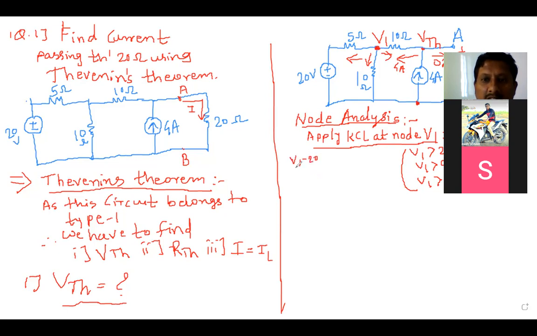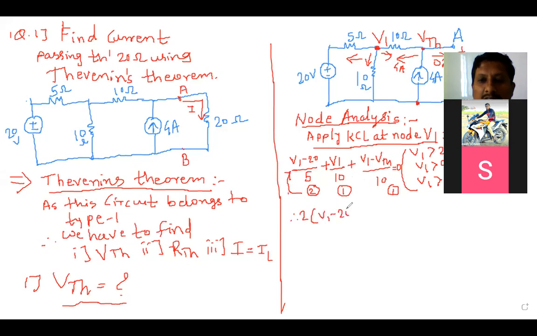(V1 minus 20) divided by 5 plus V1 divided by 10 plus (V1 minus VTH) divided by 10 is equal to 0. So the LCM is 10. So 2, this is 1, this is 1. Okay, multiply with respect to the numerator. So 2 into (V1 minus 20) plus 1 into V1 plus 1 into (V1 minus VTH) divided by 10, but the right hand side is 0.